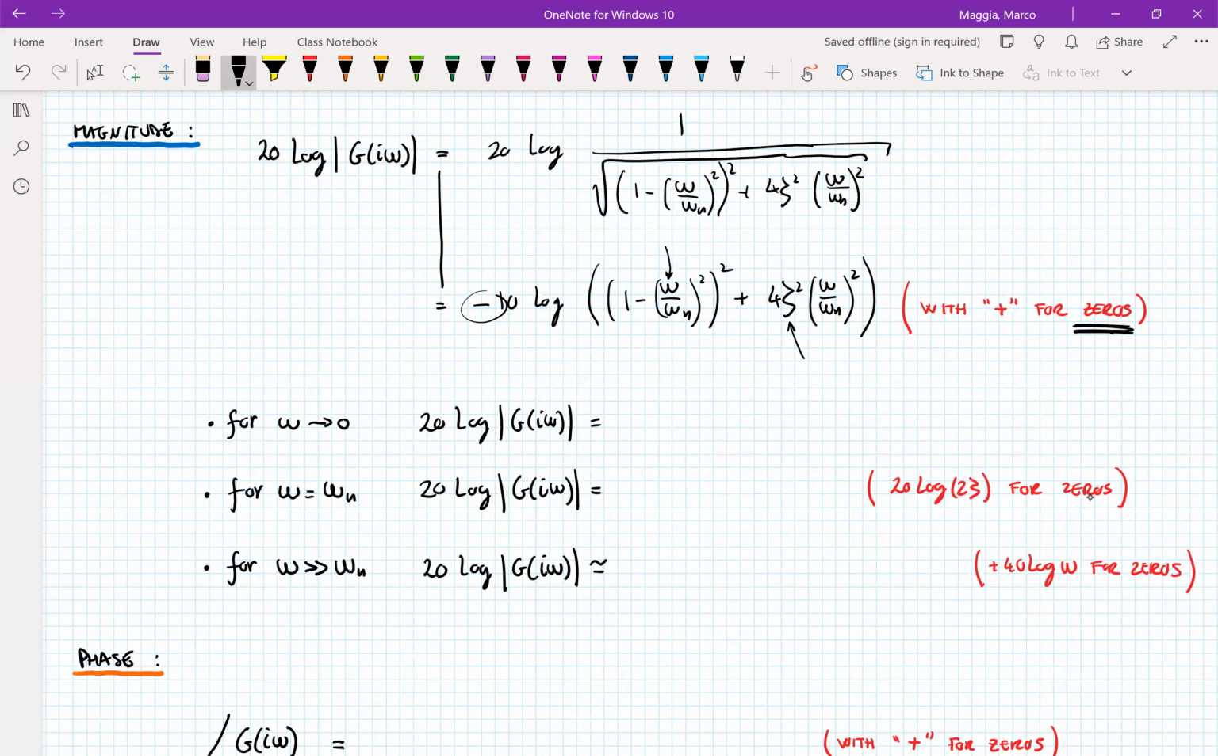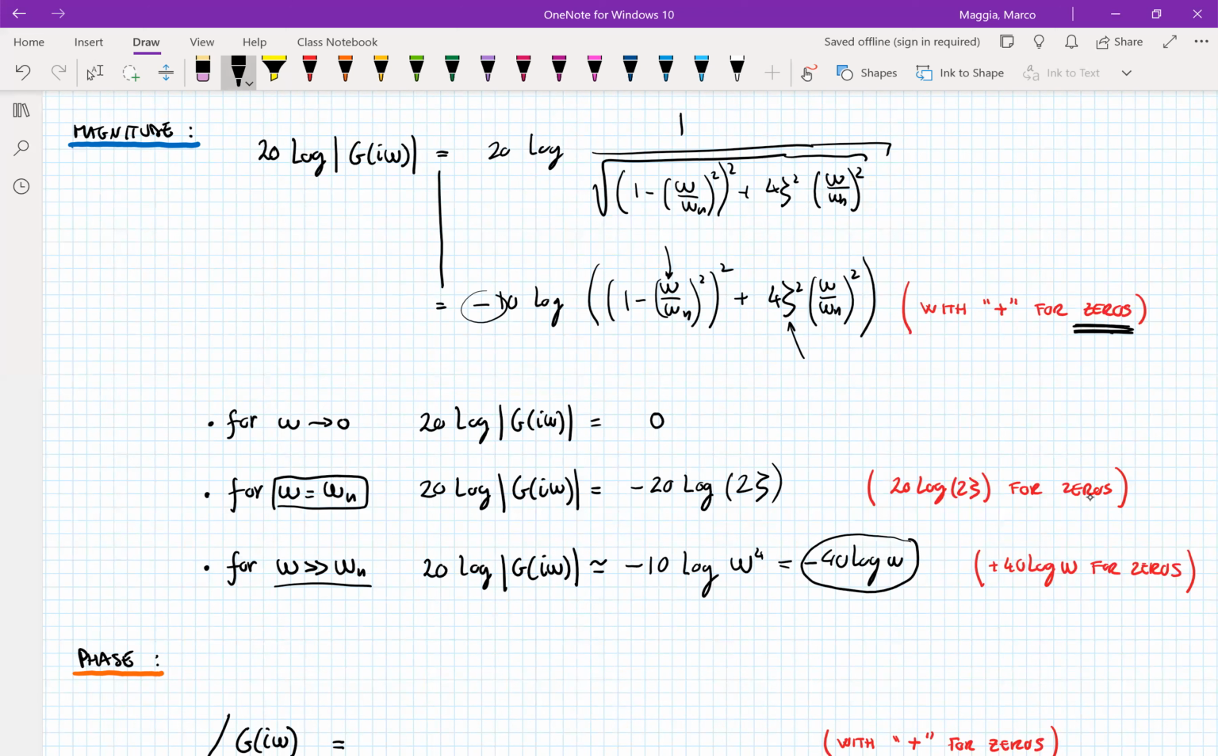All right, so once again, let's take a look at what happens for the extreme cases. If omega goes to 0, then the magnitude goes to 0. For omega equal to the natural frequency, we have that the magnitude is minus 20 logarithm of 2 zeta, or plus 20 logarithm of 2 zeta for complex conjugate zeros. And for frequencies that are much higher than the natural frequency associated with a pair of complex conjugate poles, the magnitude is approximately minus 10 logarithm of omega to the power of 4, which is minus 40 logarithm of omega. So once again, a linear function in the logarithmic scale with a slope of minus 40 decibels per decade.